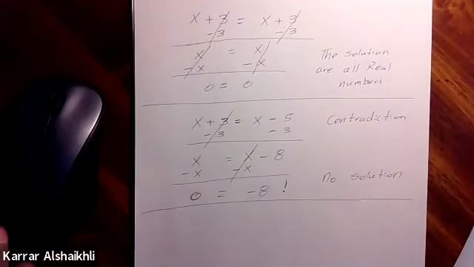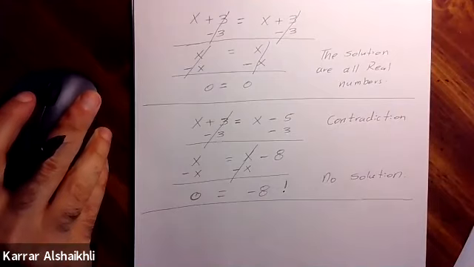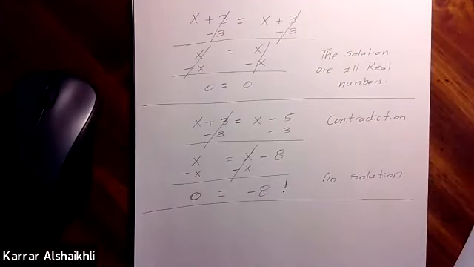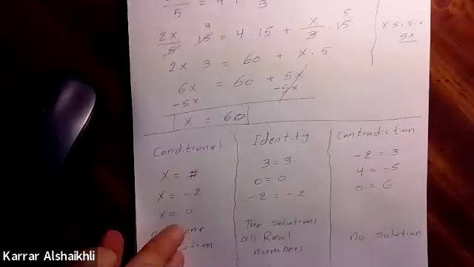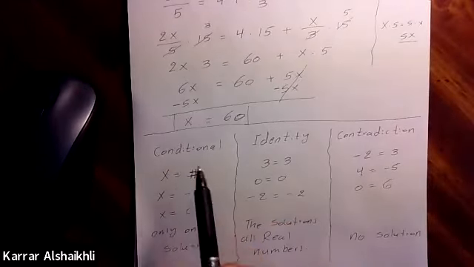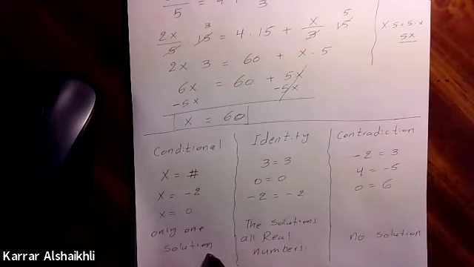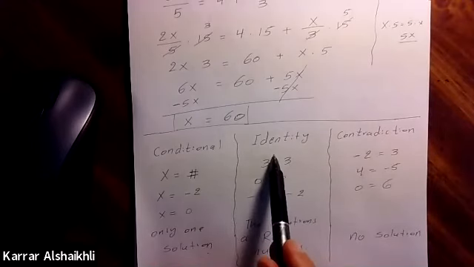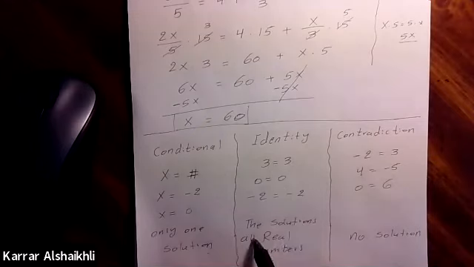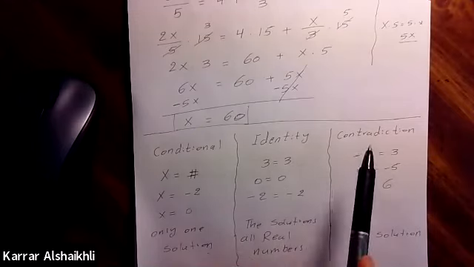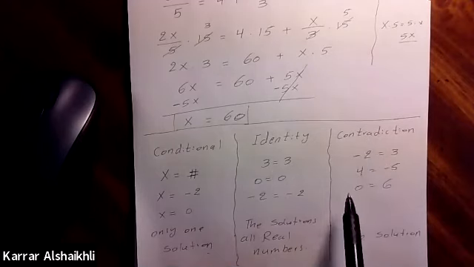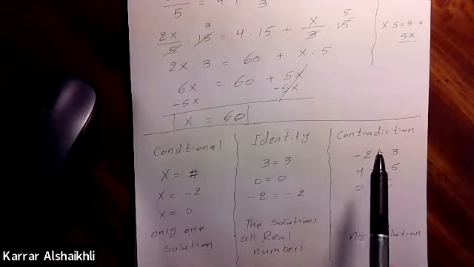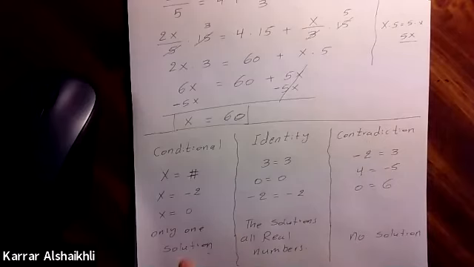That's it for the types of equations. In case they ask you when you're doing the online homework about the type of the solution, you have 3 types. When x equals a number, it's going to be conditional. That means we have only one solution. If both sides are equal numbers, you're going to say this is identity. The solution is all real numbers. Contradiction, when you have two different numbers, so you say this equation is a contradiction and there is no solution.